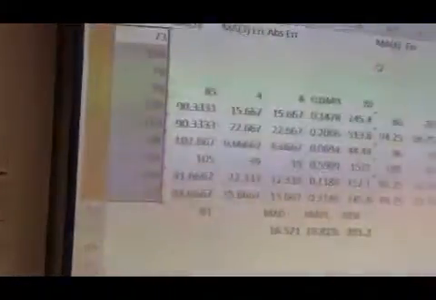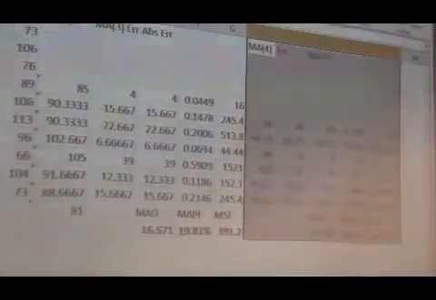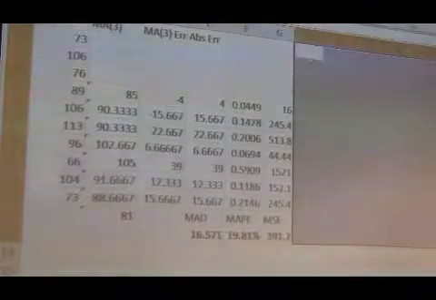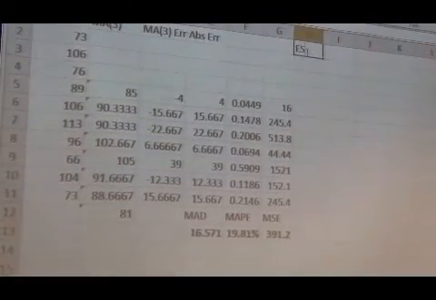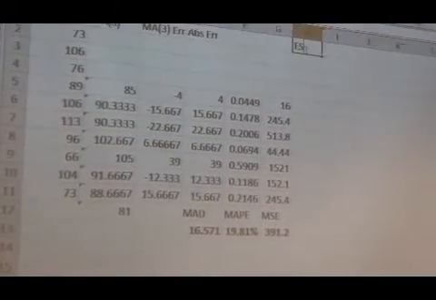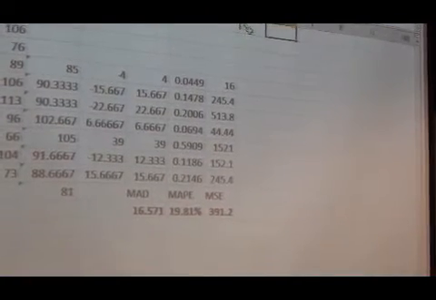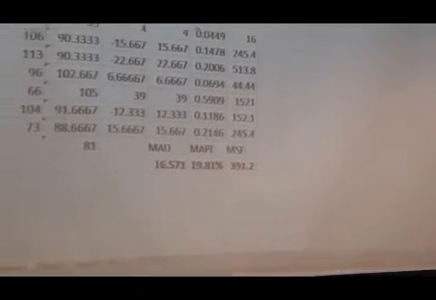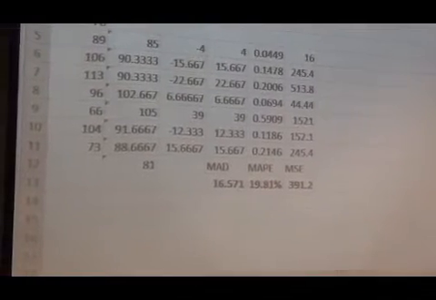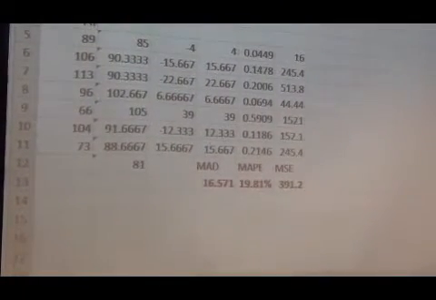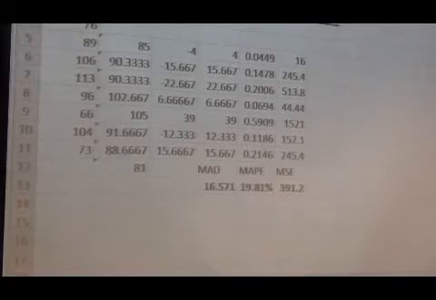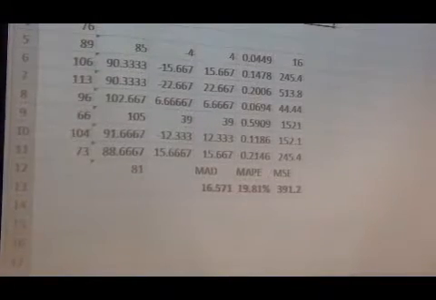I'm going to get rid of our chart, and I'm going to go ahead and get rid of our 4-week moving average. We determined it wasn't any good anyway. And we're going to compute an exponential smoothing model, and we need an alpha value for that. Let's for now just pick 0.5, half. We'll see how that works.